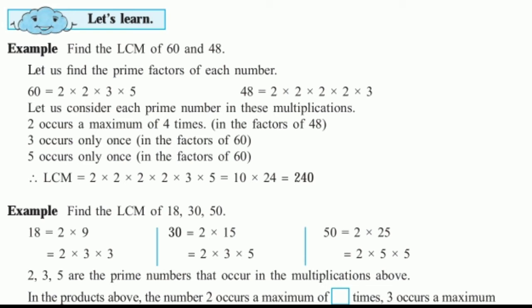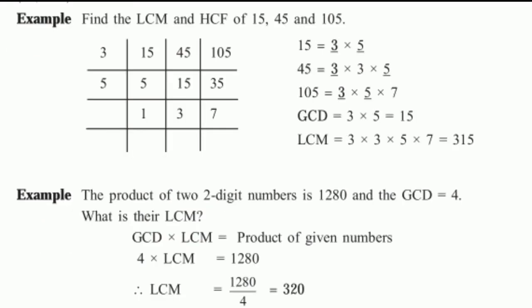Now the next example is find the LCM and HCF of 15, 45 and 105. So what we will do, we have to find GCD, means HCF, and also LCM, both of these. So first of all we will factorize all these three numbers together. We have already learned how to factorize numbers together. Okay, we will see here once again. So the factors for 15 are 3 into 5 and for 45 is 3 into 3 into 5. Then 105, 3 into 5 into 7.